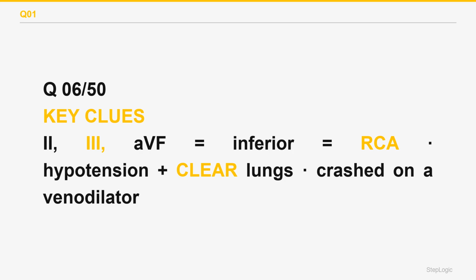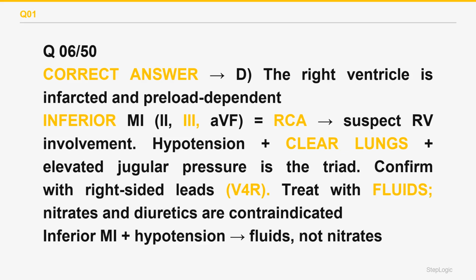A stunned right ventricle cannot generate its own stroke work. It functions as a passive conduit and depends entirely on filling pressure to push blood through to the left heart. That patient is preload dependent. Nitroglycerin is a venodilator whose whole purpose is to reduce preload. Giving it removes the only thing sustaining cardiac output, and the pressure collapses. The management is the opposite of the usual reflex: give fluids and avoid nitrates and diuretics. The correct answer is D.